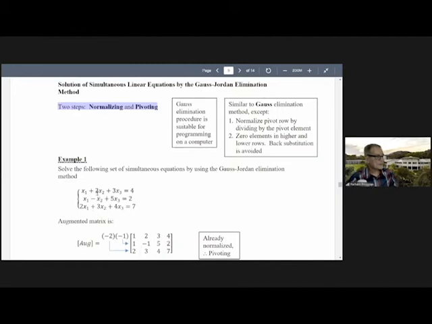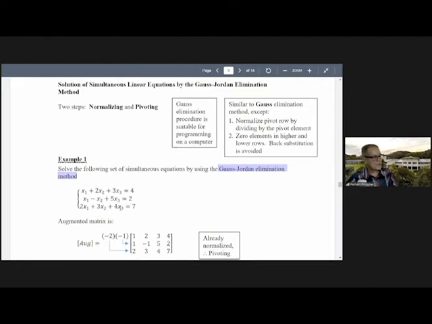x1 + 2x2 + 3x3 = 4. So this is one equation; we have 3 equations and 3 unknowns. We want to solve this system of equations by the Gauss-Jordan elimination method. Some people also call it the row reduction method.